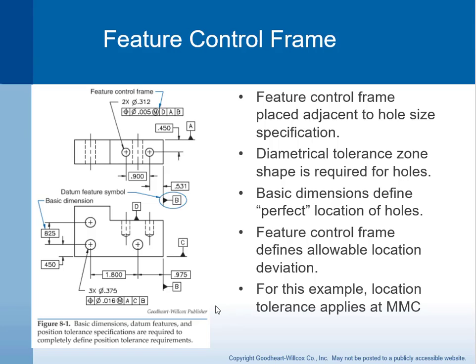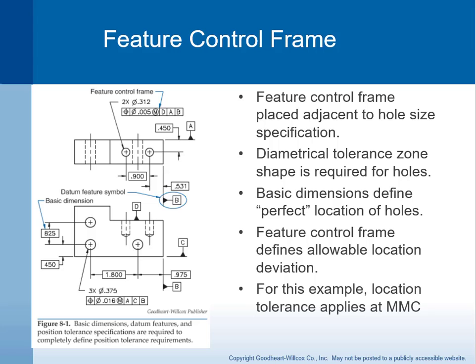Basic dimensions define the perfect locations of the holes. So in reference to some datums here, for instance datum C, we have this 450 and we also have this 825. So these are defining our perfect or true positions of the holes. That's all done with a basic dimension. The feature control frame defines the allowable location deviation. So this hole is allowed to vary by 5 thousandths in a diametrical zone. And for this example, the location tolerance applies at MMC. That's our MMC modifier right here.